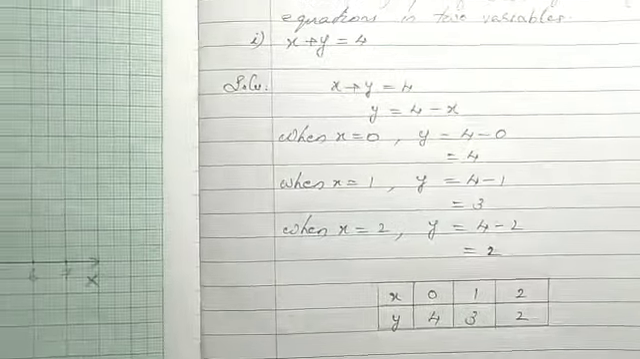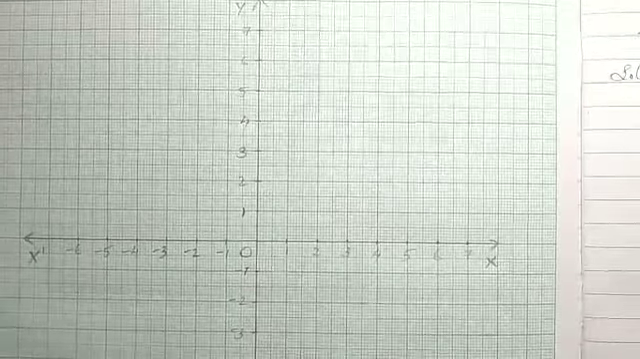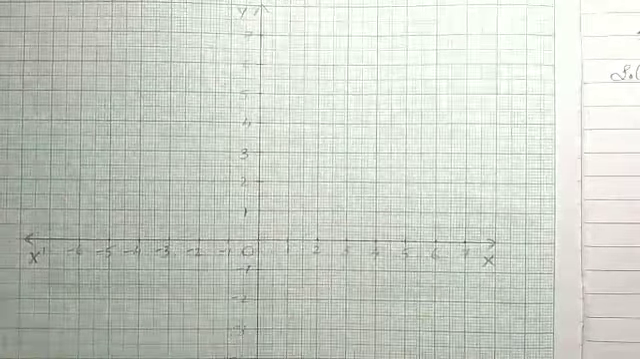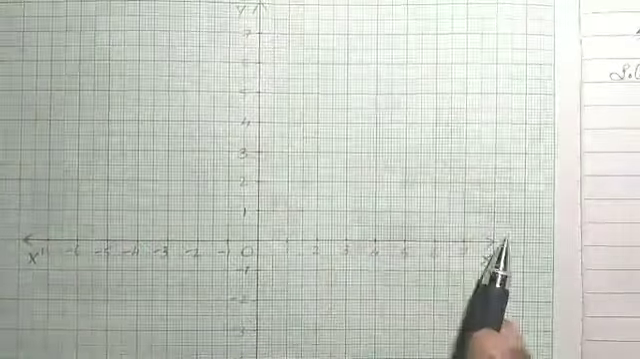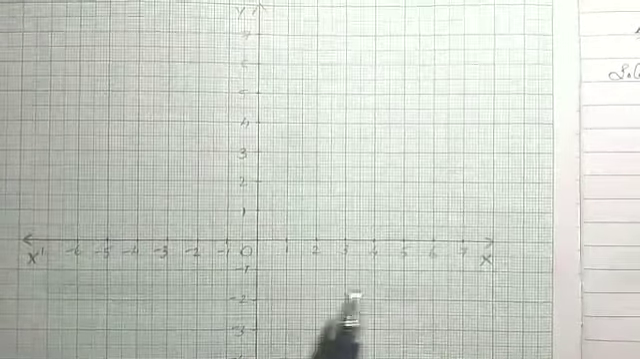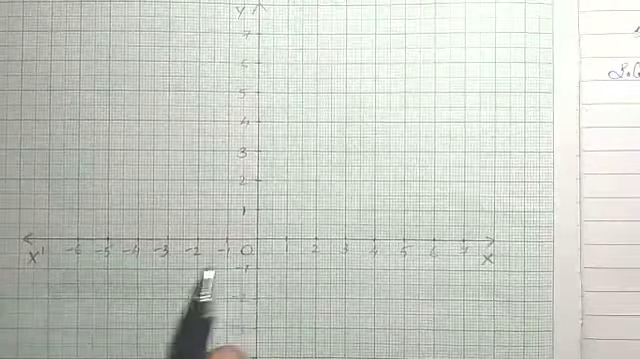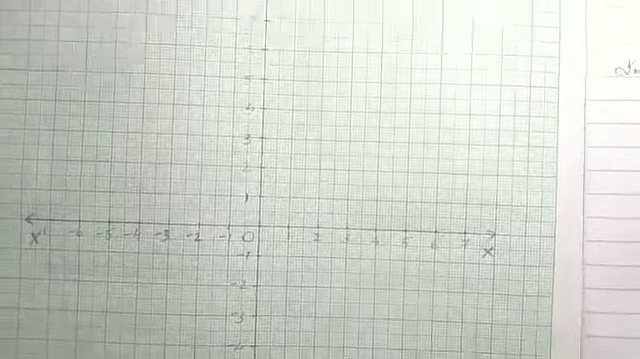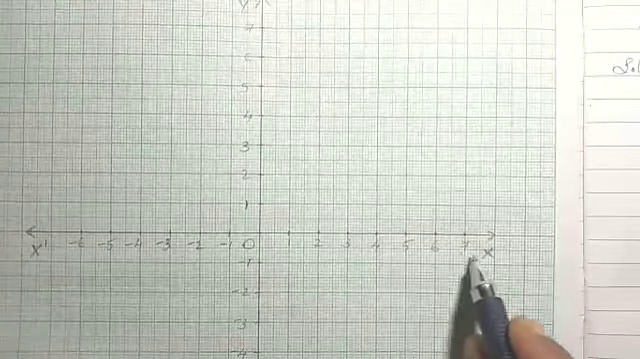Now, on the graph page, you have to draw the x-axis and y-axis. Here I have already drawn 2 perpendicular lines. Both sides you have to give arrow marks. Here we have to write X, O, X dash, in capital letters only. And here Y, O, and downside you have to mark Y dash. And here I wrote 1, 2, 3, 4, 5, 6, 7, etc.